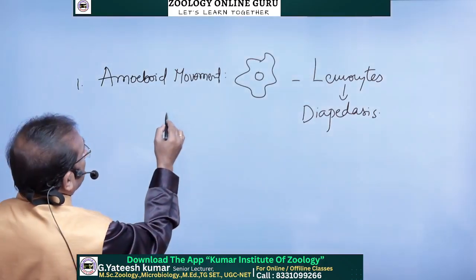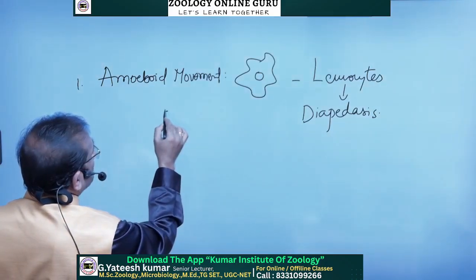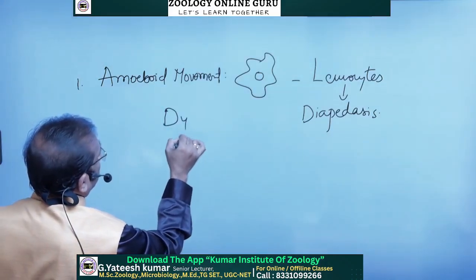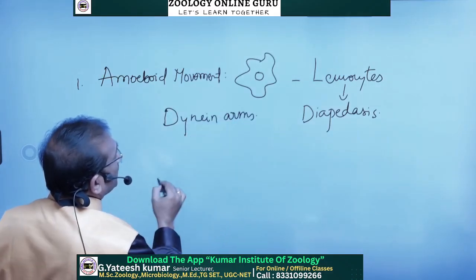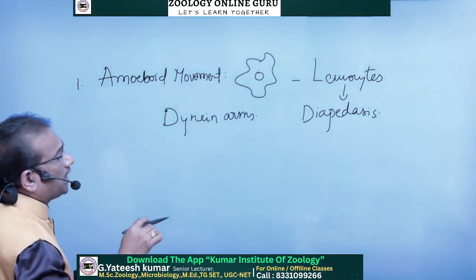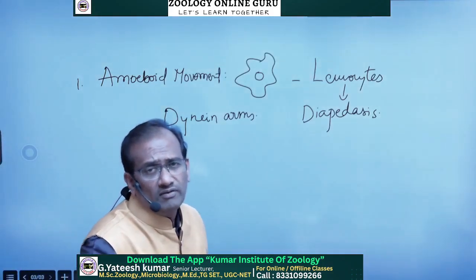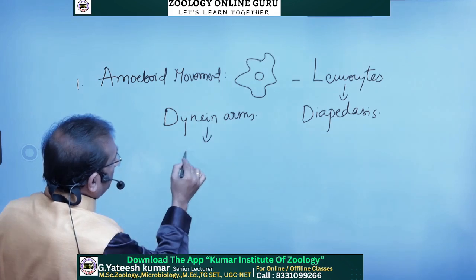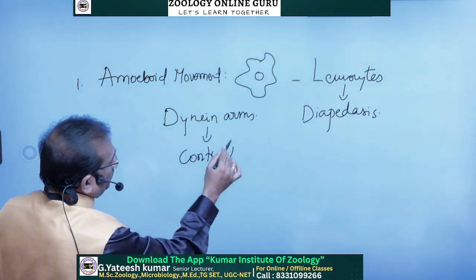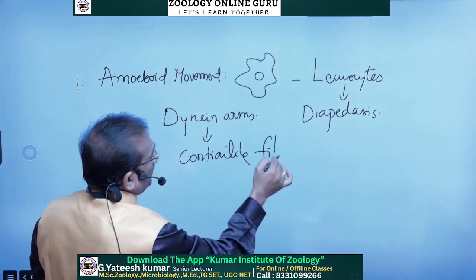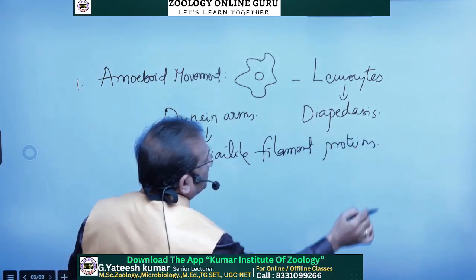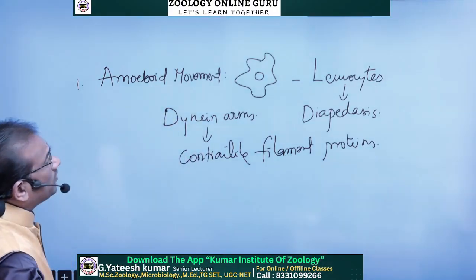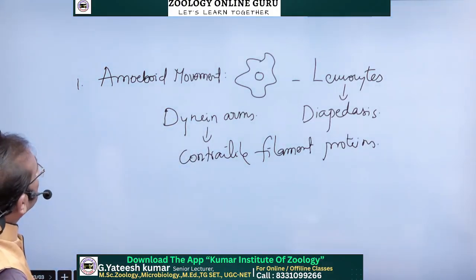For this, amoeba also have dynein arms. In the dynein arms, they have contractile filament proteins. These filamentous proteins are responsible for the amoeboid movement in the amoeba and also in the leukocytes. That is called amoeboid movement.